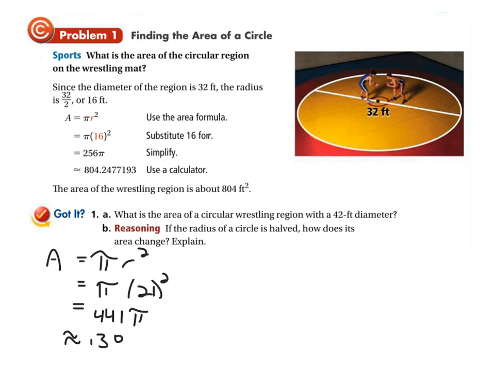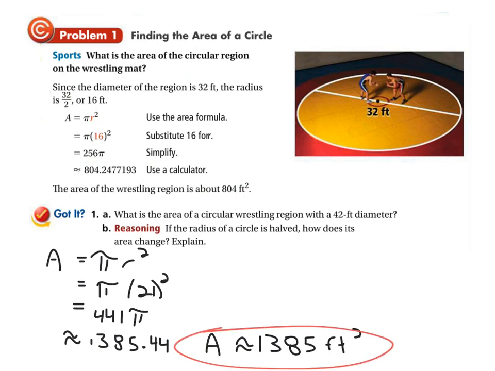Approximately 1385.44-ish, okay? And we can round that off to then say the area is approximately equal to, if I rounded it to the nearest square foot, I would say it was approximately equal to 1,385 feet squared. Okay? Now, circle that. Okay.